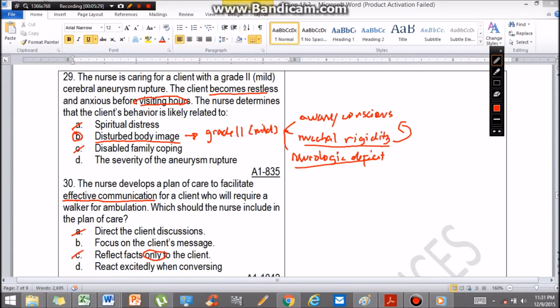So between B and D, the best answer here is B. First, let's eliminate D because this is not related to effective communication. Letter B, on the other hand, is focusing on the client's message. It actually means active listening. Okay? Listening or focusing on the client's message may mean active listening, and this is an effective communication skill. B is the answer.